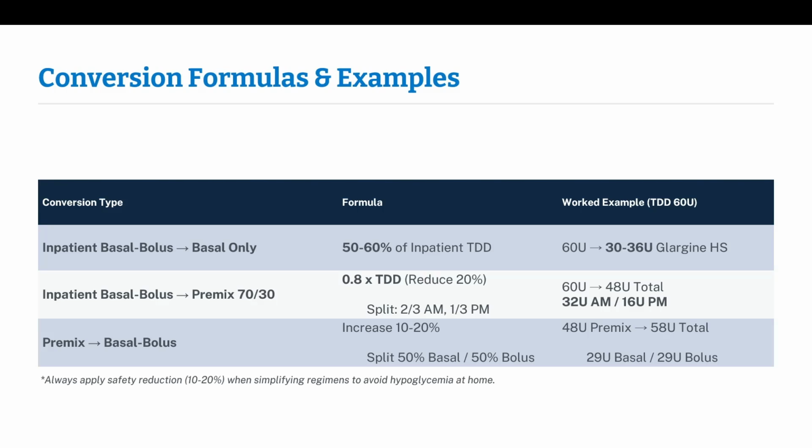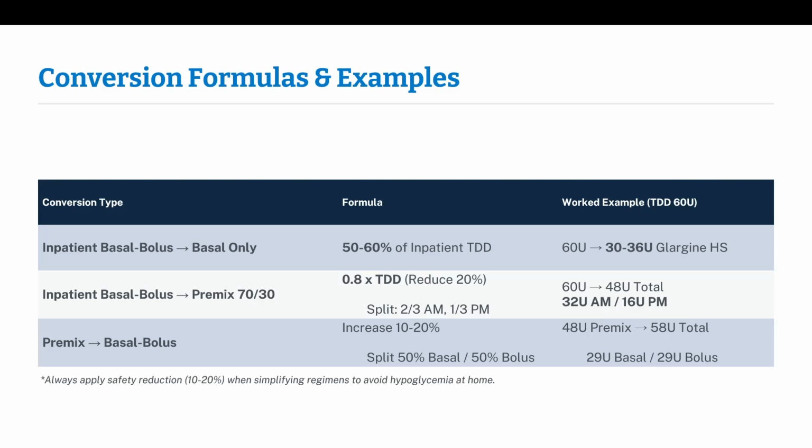If the patient is taking basal bolus regimen in hospital and we are converting into premix 70/30, the general rule is to use 0.8 times the inpatient total daily dose, that is reduced by 20%. Split it into two-thirds AM and one-third in the night. So if the patient is taking 60 units of insulin, our calculated value would come around 48 units total daily dose required per day at discharge. So split it into two-thirds, that is 32 units in the morning and 16 units in the night.